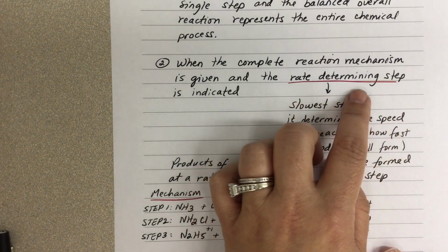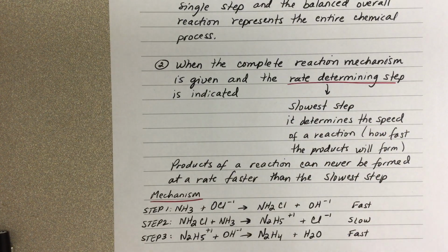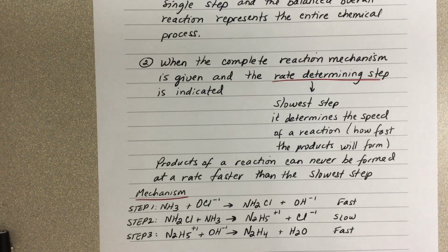Now, the rate determining step is the slowest step in your mechanism, and it's going to determine the overall rate of your reaction, or how fast that reaction is going to happen. So in other words, if you have step 1 and step 2, if your step 1 takes 1 hour and your step 2 takes 2 hours, you cannot get your final products in less than 2 hours, because you need at least 2 hours for that second step to happen before you can get the final products. So that's why the slowest step is your rate determining step.